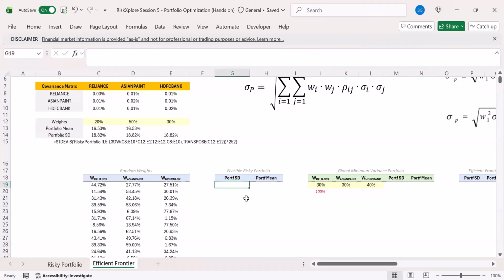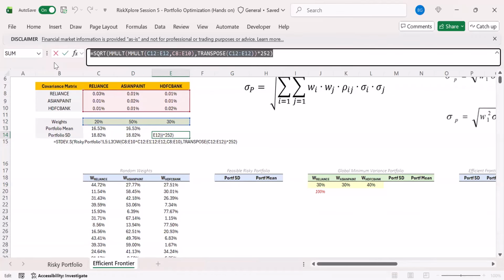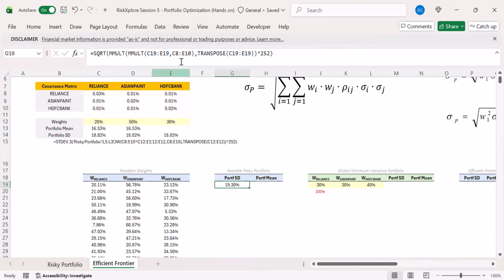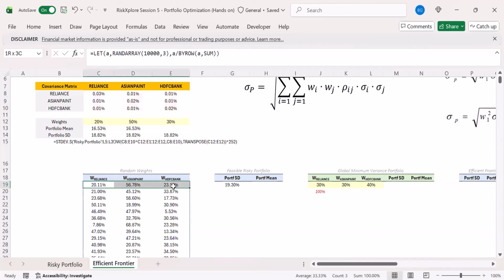Okay, so how do we get portfolio SD using these weights here? Simply, let's say we have to find out portfolio SD, so we can use this formula here. Let's paste it here. Now instead of using these weights, we will refer to the weights given here, and similarly, instead of using this static weight, we will refer to these weights here. Press enter, and we have portfolio SD for this portfolio, the portfolio with these weights.